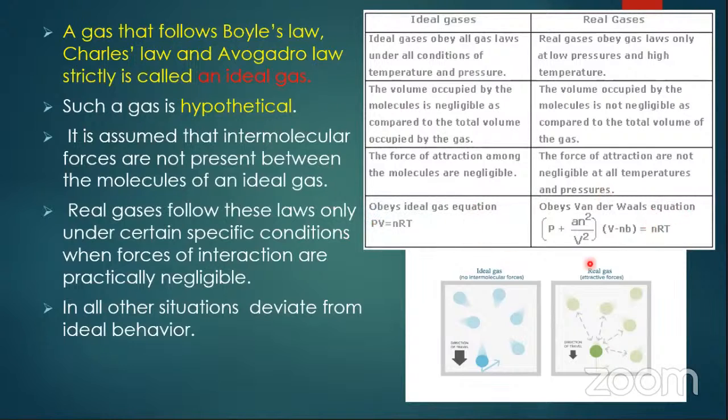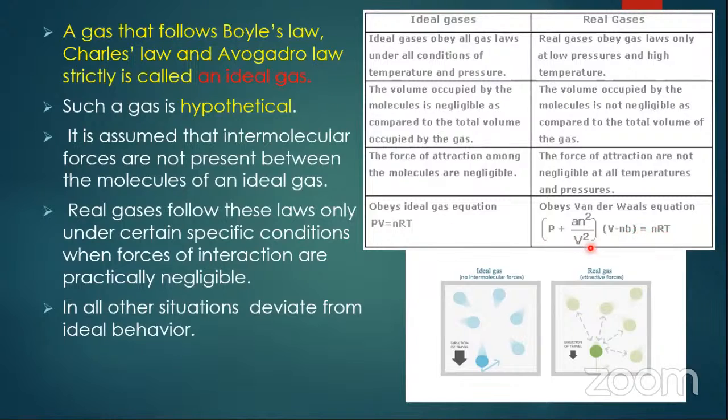So this is the real gas equation. You have to remember, this is one of the important 2 mark questions. The real gas equation is also called the van der Waals equation. What is the van der Waals equation? (P + an²/V)(V - nb) = nRT.